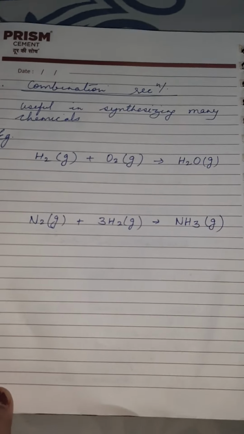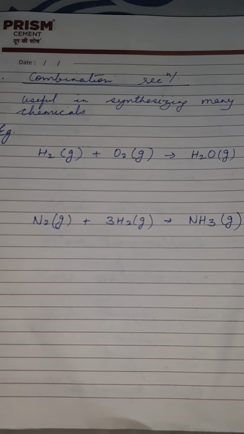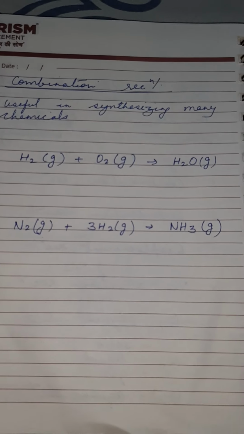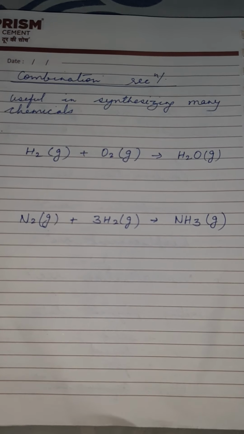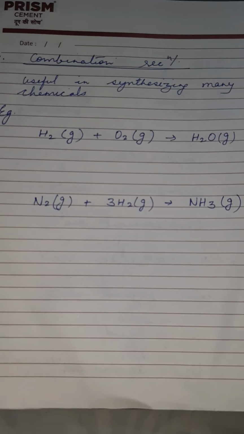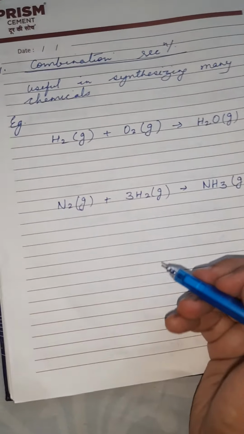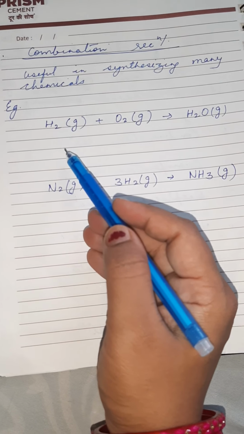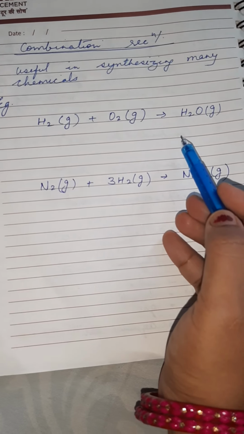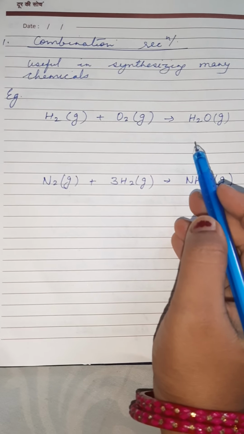Now one by one I am going to explain the reactions. First of all, combination reaction. Combination reaction is used in synthesizing many chemicals. Earlier you have studied about photosynthesis where carbon dioxide and water make glucose. That is also a type of combination reaction. Here there are two examples of combination reaction. First is hydrogen when mixed with oxygen makes water. Here hydrogen is in gaseous form and oxygen is also in gaseous form, and it forms water in gaseous form, that is, the water formed is in steam or vapor form.